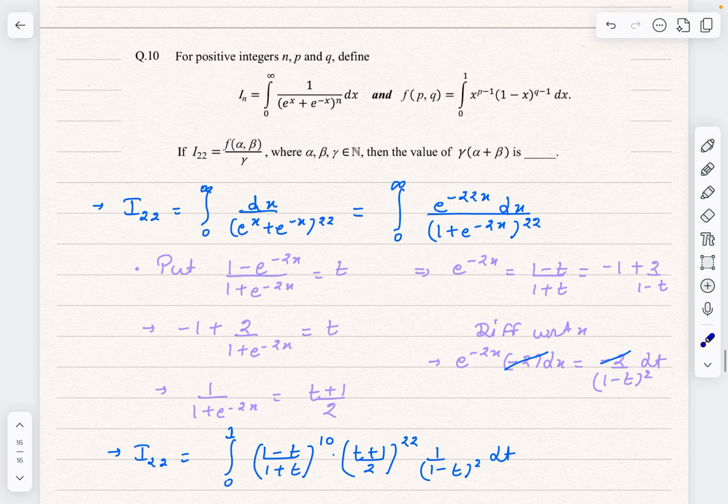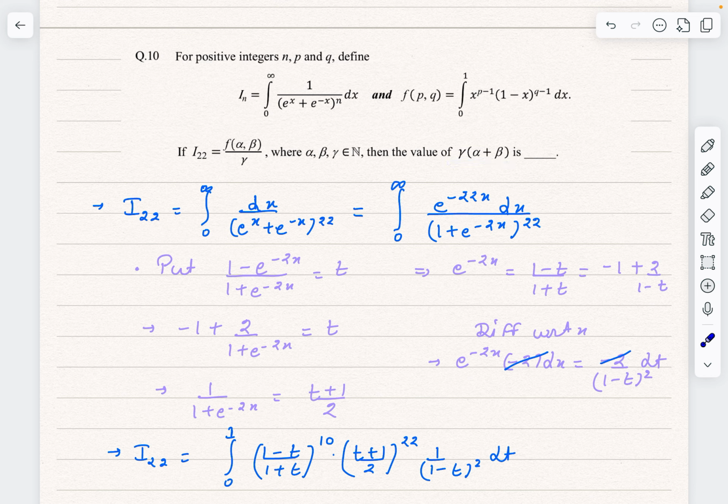On the next problem, we have I_n = ∫ from 0 to infinity of (1/(e^x + e^(-x)))^n dx. F(p, q) = ∫ from 0 to 1 of x^(p-1)(1-x)^(q-1) dx. Saying I_22 is F(alpha, beta)/gamma, where alpha, beta, gamma are natural numbers. Find this value.